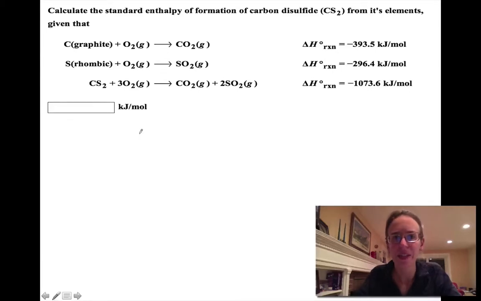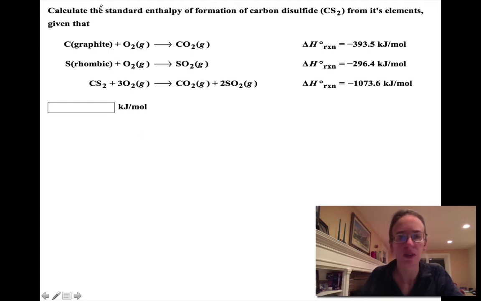Hi, this is a video explanation of the Connect Chapter 6 homework, number 6. Here you're asked to calculate the enthalpy of formation of a compound, carbon disulfide, from its elements. And the key here is remembering what enthalpy of formation is. This is the heat generated or required when a compound is made from its constituent elements.